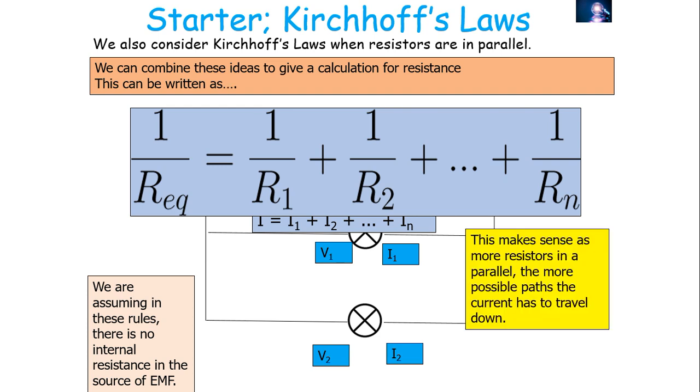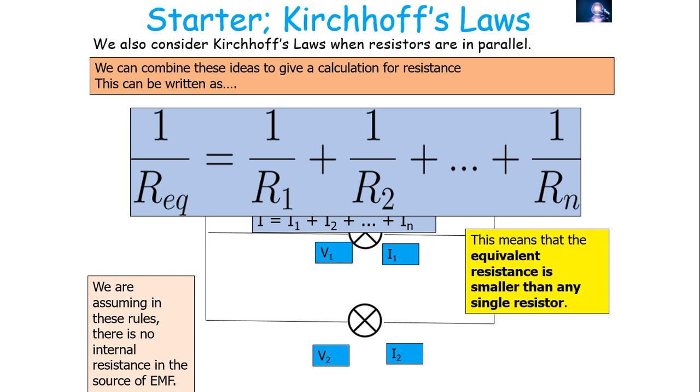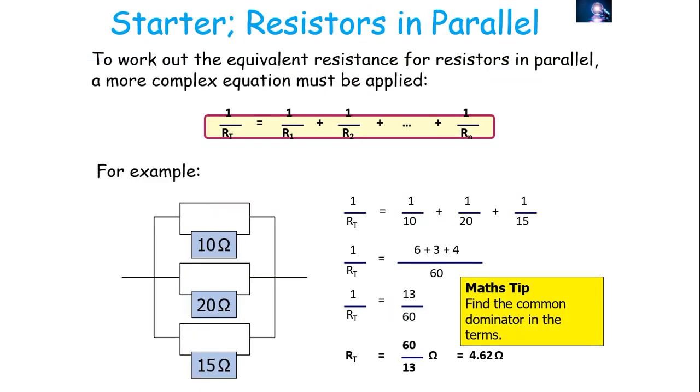Now, this makes sense, as the more resistors in parallel, the more possible paths the charge carriers have to travel down, so it's far less likely we're going to get metal ion charge carrier collision. So, in fact, the resistance lowers because there's more paths for the charge carriers to travel down. So this means that the equivalent resistance is smaller than any single resistor.